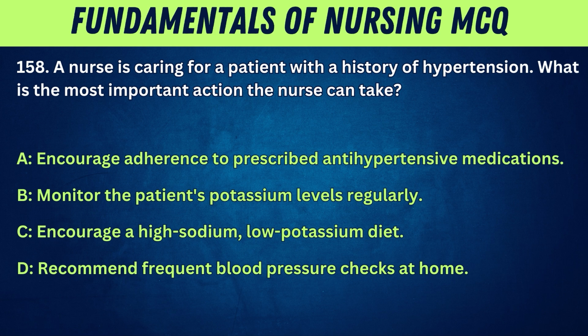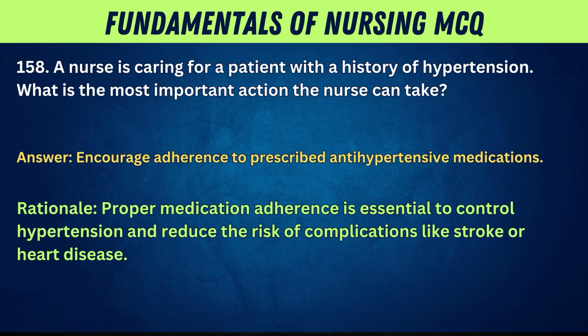158. A nurse is caring for a patient with a history of hypertension. What is the most important action the nurse can take? A. Encourage adherence to prescribed antihypertensive medications. B. Monitor the patient's potassium levels regularly. C. Encourage a high-sodium, low-potassium diet. D. Recommend frequent blood pressure checks at home. Answer: Encourage adherence to prescribed antihypertensive medications. Rationale: Proper medication adherence is essential to control hypertension and reduce the risk of complications like stroke or heart disease.